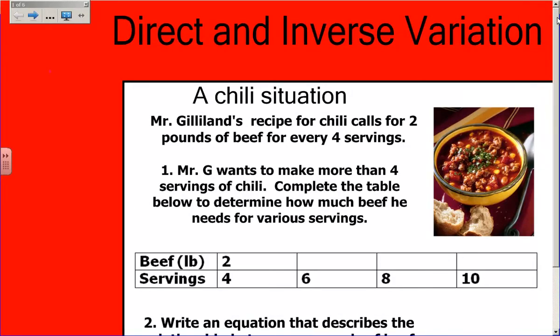Okay, we're going to talk about direct and inverse variation really quick. Direct variation is not a new concept because all direct variation is just a linear equation, and we've dealt with linear equations a lot. And then there's inverse variation, which is new, but neither one of these is very difficult.